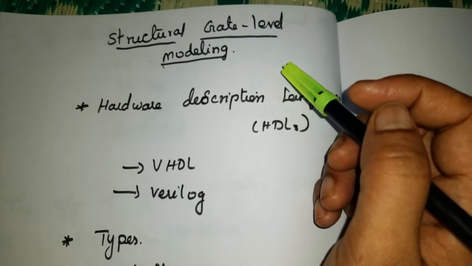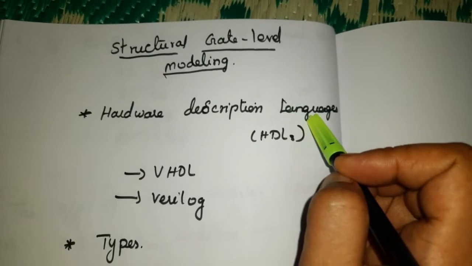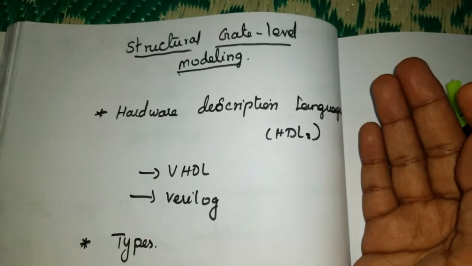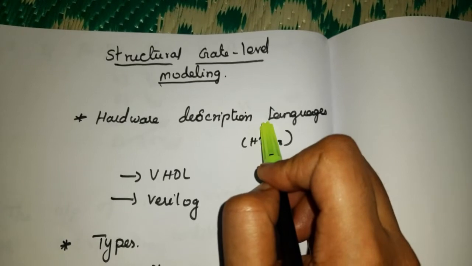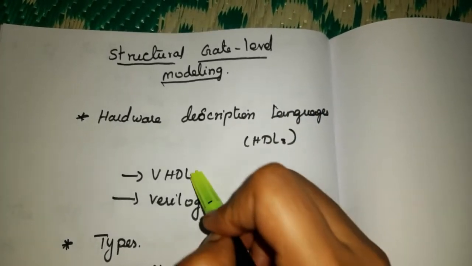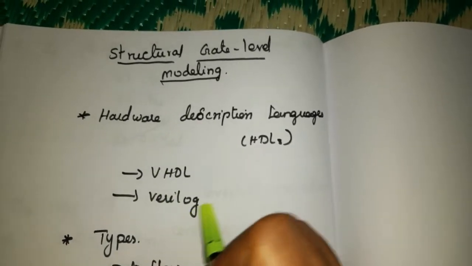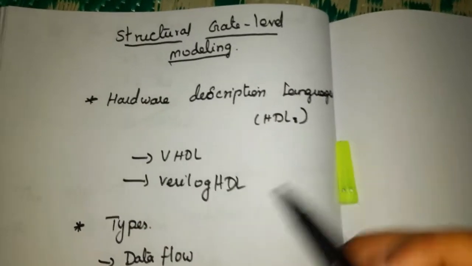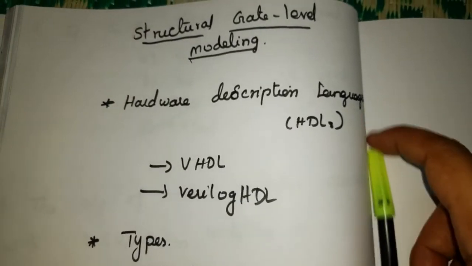In this video we are going to see structural gate level modeling. So we start with hardware description language. The definition of hardware description language is that we can describe any digital system using this language. It is used in VLSI systems to describe any digital system, and there are two types: one is VHDL, that means very high speed hardware description language, and the other is Verilog HDL. These are the two languages commonly used in VLSI systems to describe any digital system.